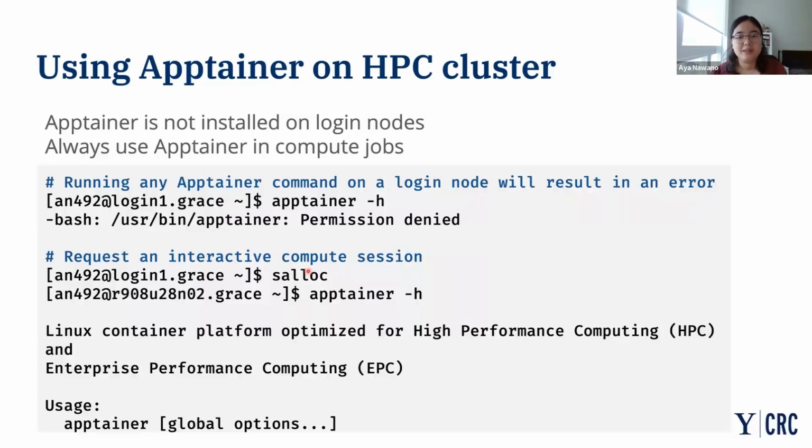For example, if you want to run Apptainer interactively, you need to request an interactive compute session using salloc. Once the session starts and you are on a compute node, you can run the same command apptainer -h, and now it displays the expected help messages correctly. For the rest of the tutorial, all Apptainer commands must be run within compute jobs.